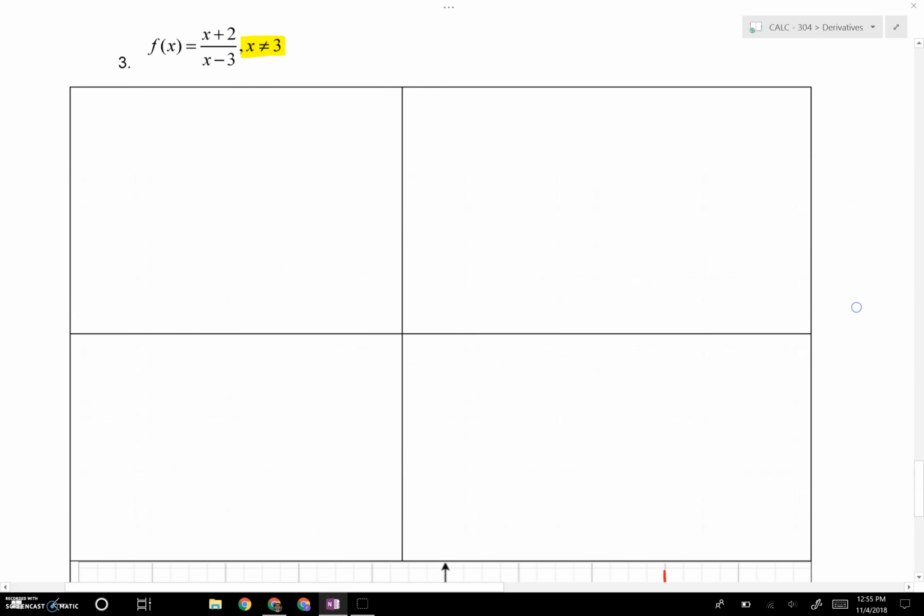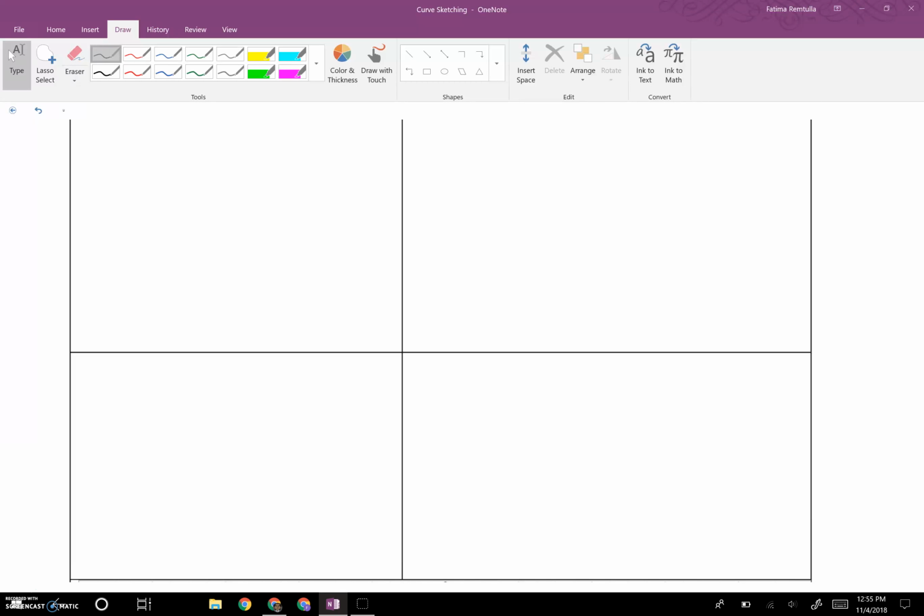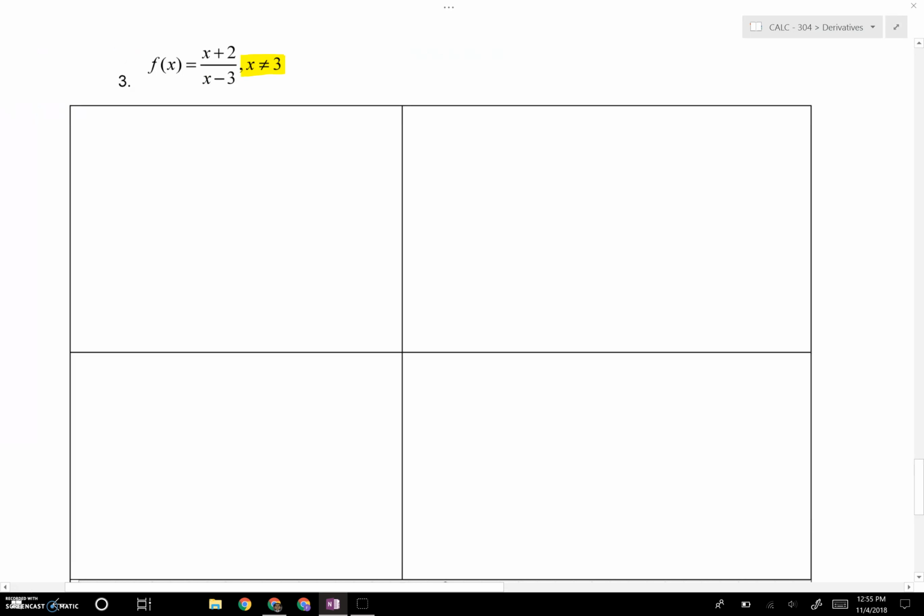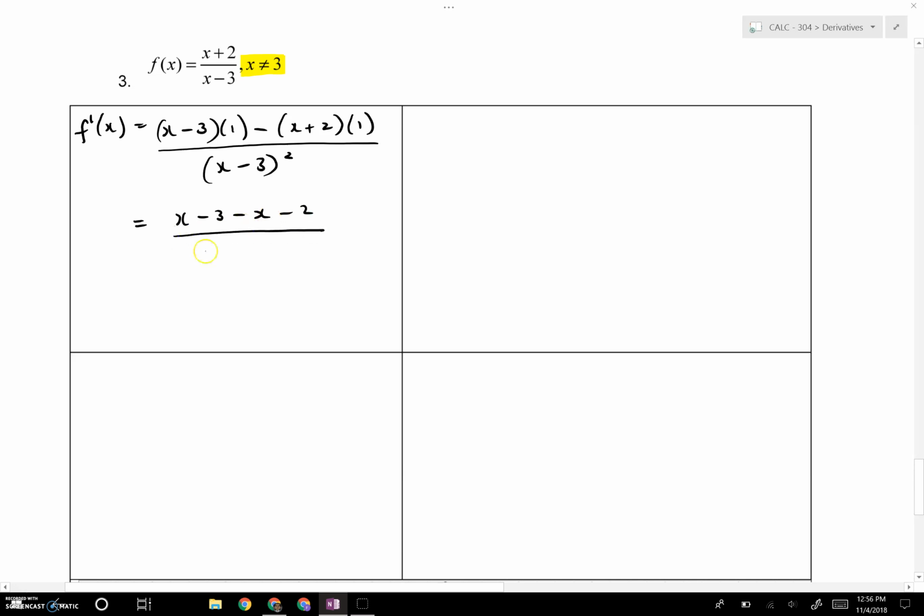All right. So let us take our first derivative. Ideally here, the quickest one to use would be the quotient rule. So I'm going to take the derivative using the quotient rule. And my quotient rule says down, d up, minus up, d down, all over, down, down. There it is. I'm going to simplify a little bit. When I simplify, I get x minus 3 minus x minus 2 all over x minus 3 squared, which is -5 over x minus 3 squared.